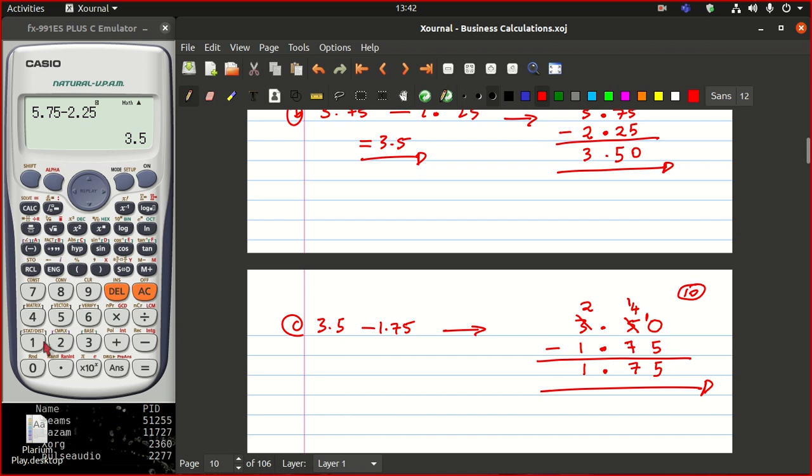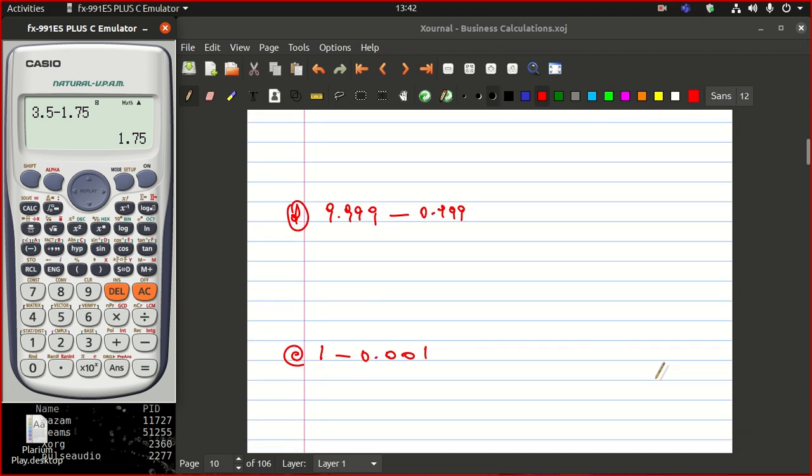You can test it here. We can test it here and say, okay, we are having, what was this? 3.5 minus 1.75. So the answer we are getting here is 7/4 or 1.75. So that's how we are actually getting this.